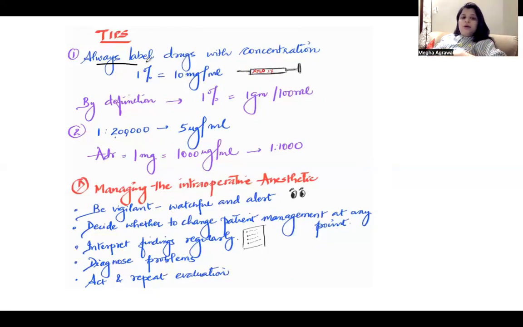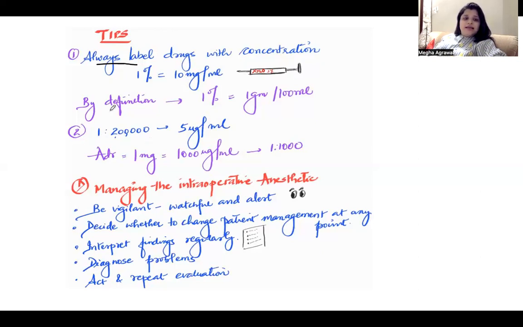Okay. So the important thing is that whatever percentage a drug is, add a zero. Like 1% is 10 milligram per ml, because by definition, 1% is 1 gram in 100 ml. So 1 gram is 1000 milligram in 100 ml, which means 10 milligram per ml. So propofol is 1%, so propofol is 10 milligram per ml. Xylocaine is 2%, so it is 20 milligram per ml.